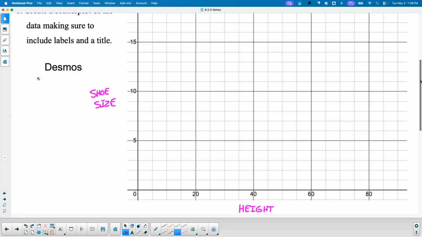Height is 67. So these look like they're going by 5s, okay? And a shoe size of 8.5. So those look like they're going by 1s. 6, 7, 8.5. So that would be right smack dab in the middle of that square. Next one is 9.5. So that's going to be right there on that one. Next one is 73.5 and 11.